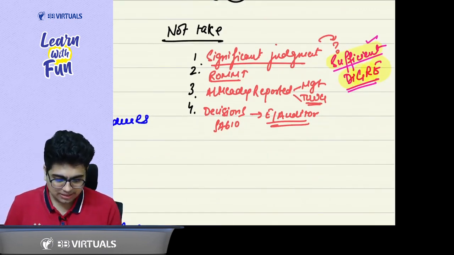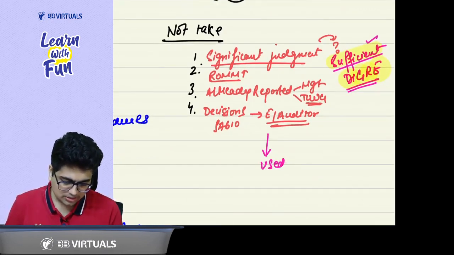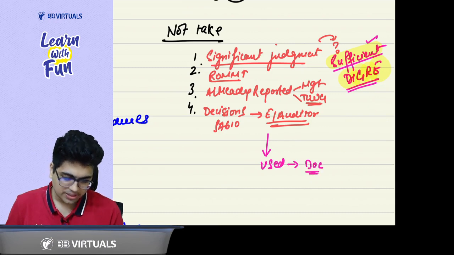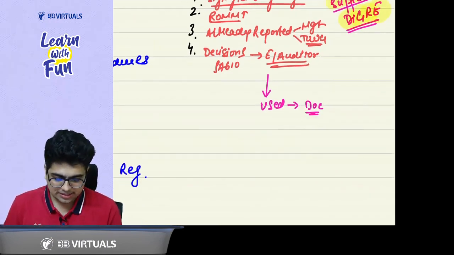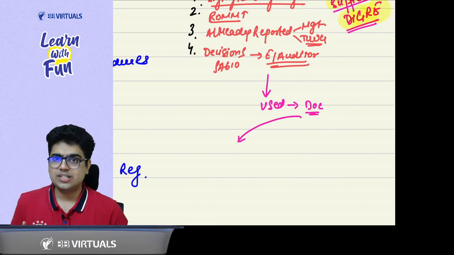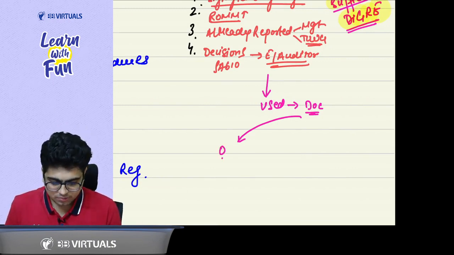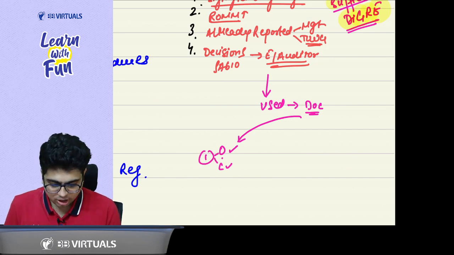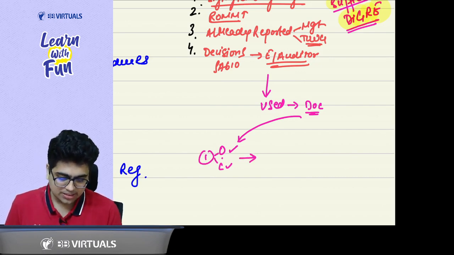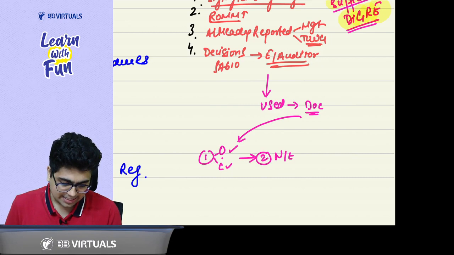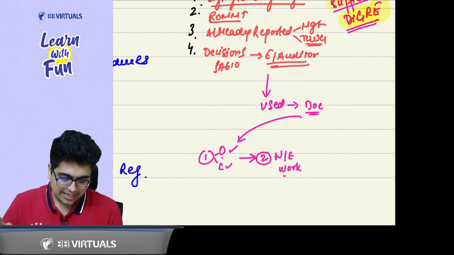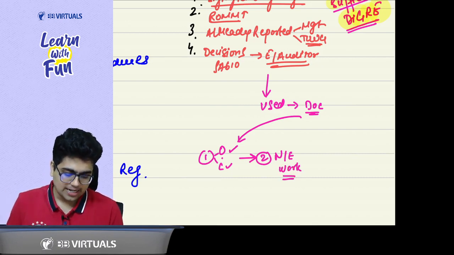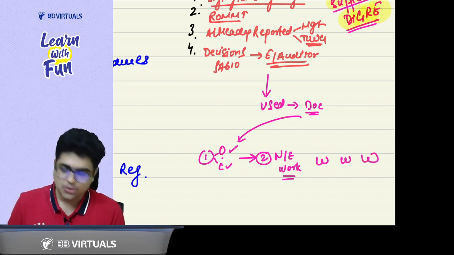When you have used the work, you need to document something. Sir, what do you need to document? First of all, you need to document your basis of decision. How you evaluated the objectivity, how you evaluated the competence. When you evaluated the objectivity and competence, then you must have decided the nature and extent of work to be used. The nature and extent of work to be used, and the last points are WWW.